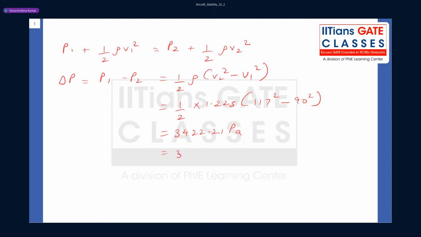So you get 34.22 kilopascal. Oh, sorry, 3.42 kilopascal, rounded off. So this is the right answer. Okay, now let's go to the next question.